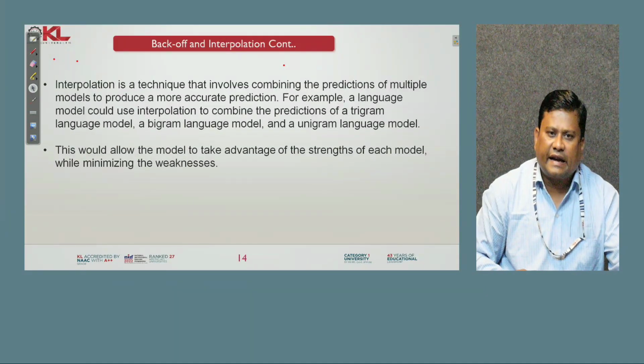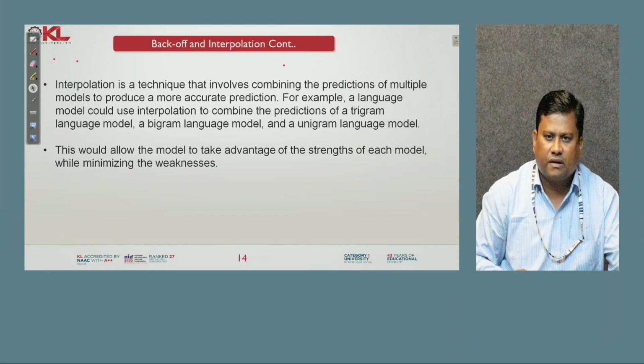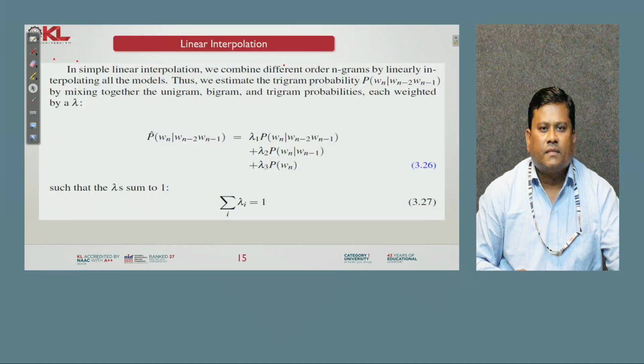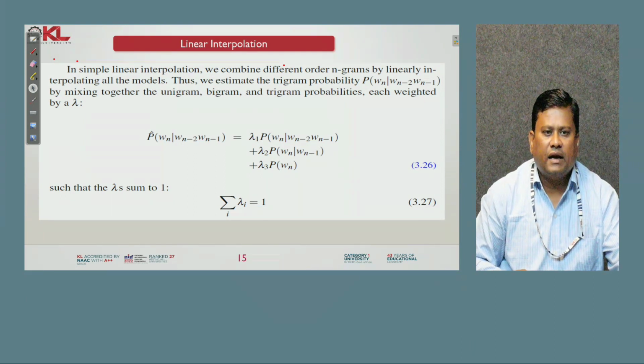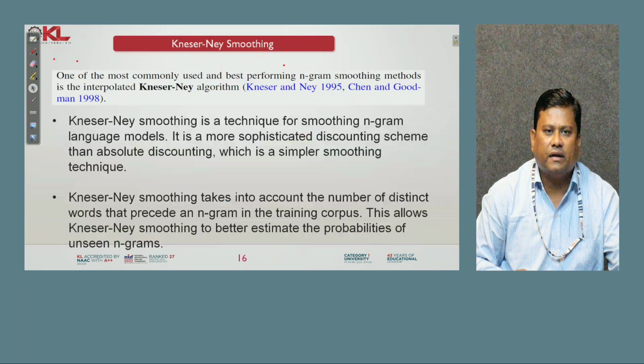Interpolation is a technique that involves combining the predictions of models to produce a more accurate prediction. This allows the model to take advantage of the strengths of each model while minimizing the weaknesses. That is the linear interpolation formula. The probability of Wn given Wn-2 and Wn-1 is lambda 1 times P(Wn | Wn-2 Wn-1), plus lambda 2 times the next model, and likewise lambda 3, such that the lambdas sum to 1. The summation of lambda equals 1 here.